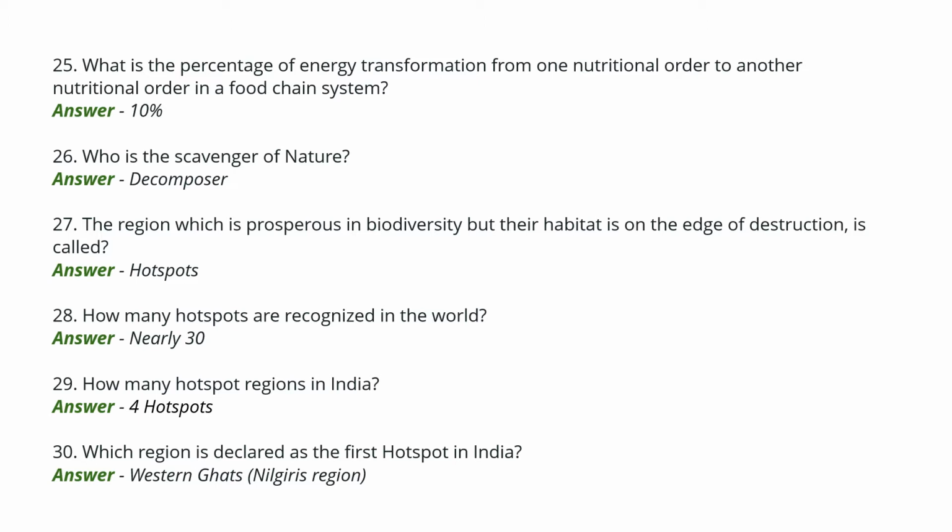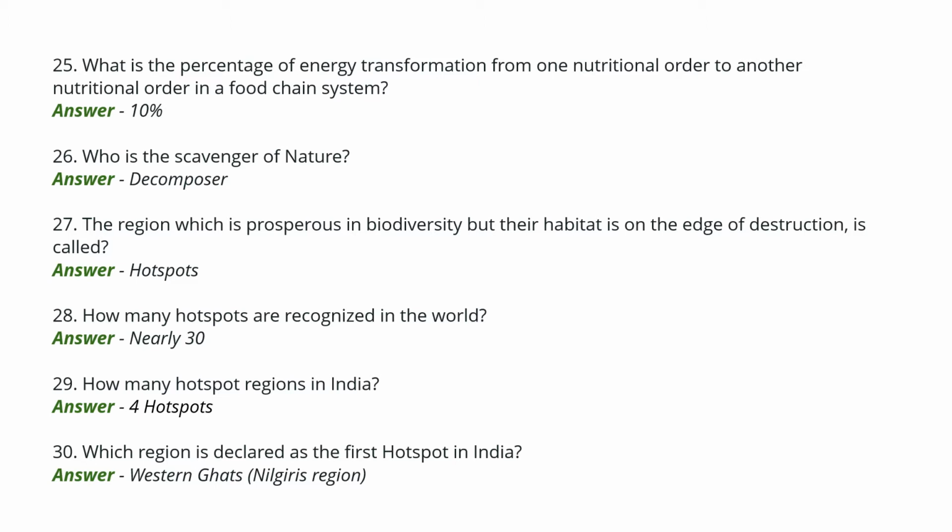The decomposers release back to the environment the nutrients which are trapped in dead and decaying organic matter. The decomposers are mainly bacteria, viruses, etc. They get the nutrients that are trapped in the dead and decaying organic matter. The decomposers derive their energy and nutrition from the dead and decaying matter, and hence they are called nature's scavengers. Next question, question 27.